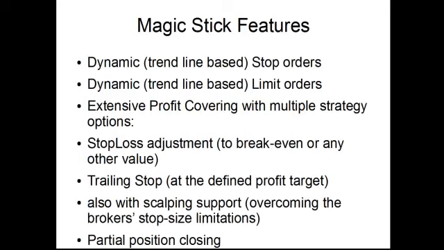So there's dynamic trend lines based on stop orders, dynamic trend lines based on limit orders, extensive profit covering and multiple strategy options, stop loss adjustments to break even or even other values, trailing stops at the definite profit target. Also with scalping support, overcoming the brokerage stop size limitations, partial position closing.